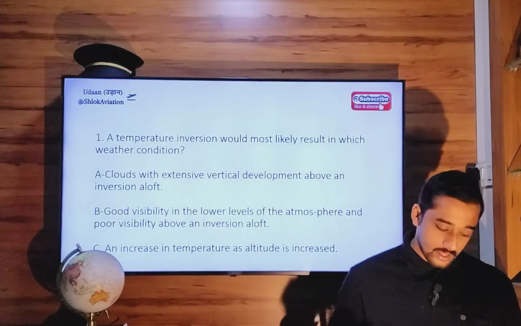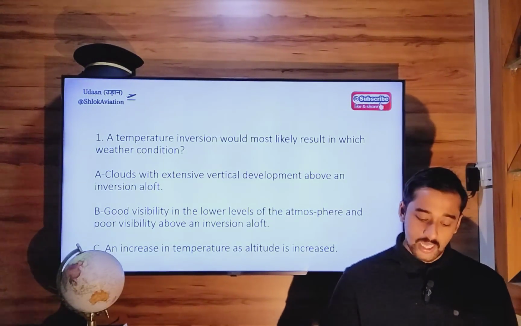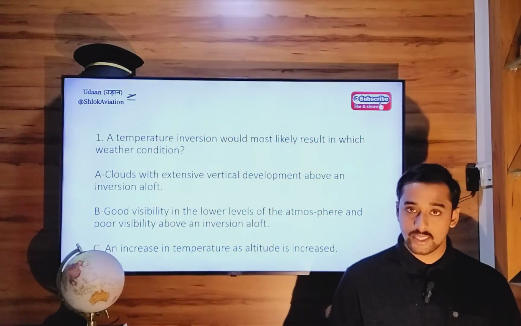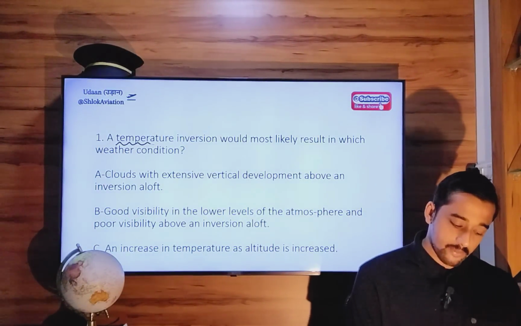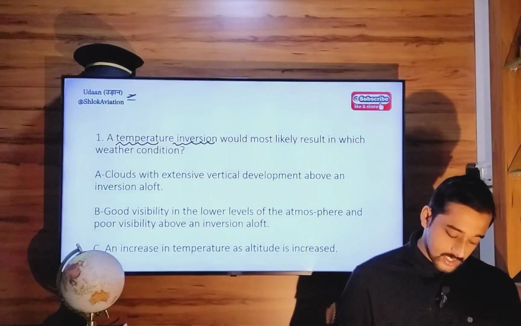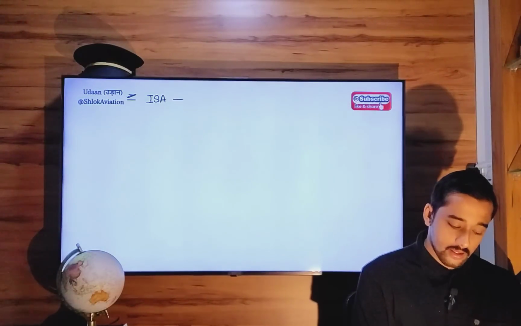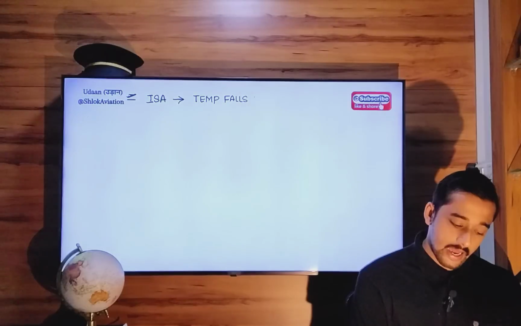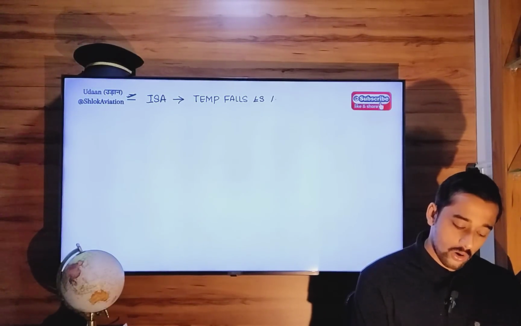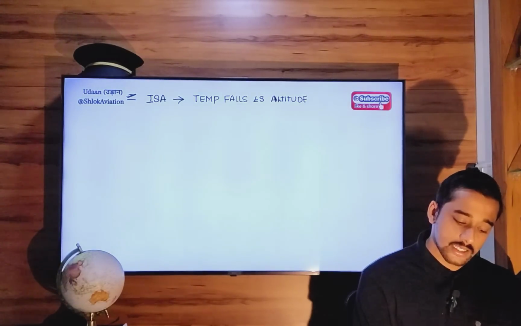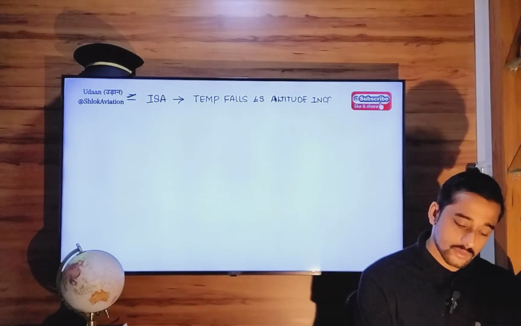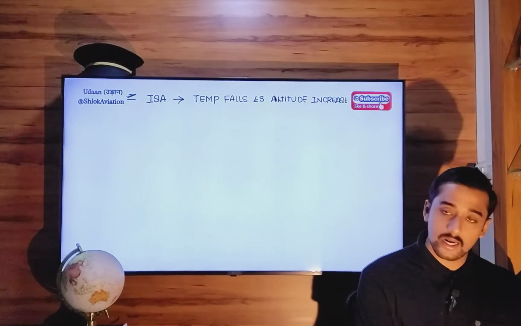Question number 1. A temperature inversion would most likely result in which kind of weather condition? First things first, what is a temperature inversion? So, we all know that according to ISA conditions, the atmospheric temperature falls as altitude or vertical distance increases, right? As altitude or vertical distance increases.